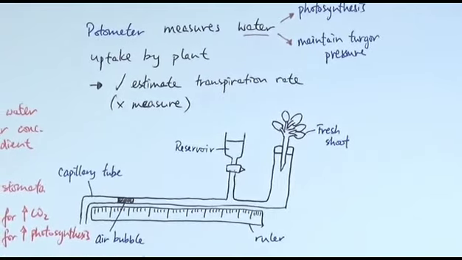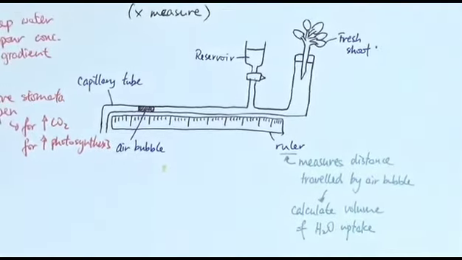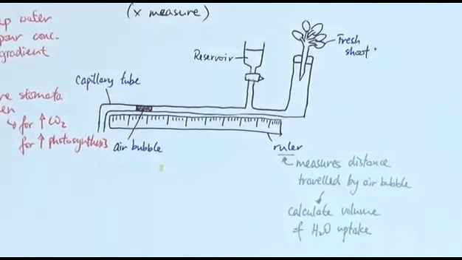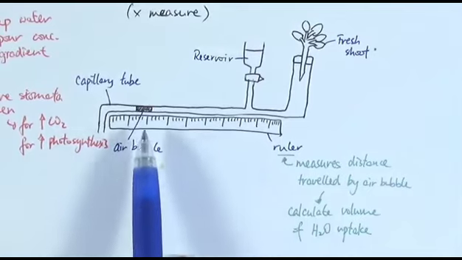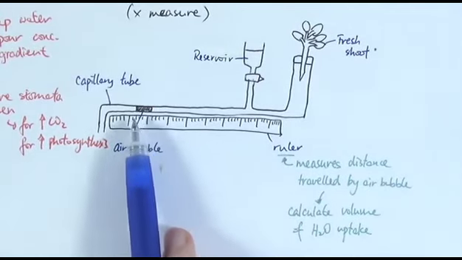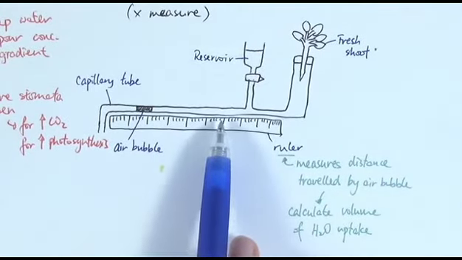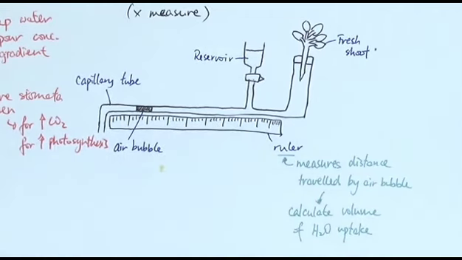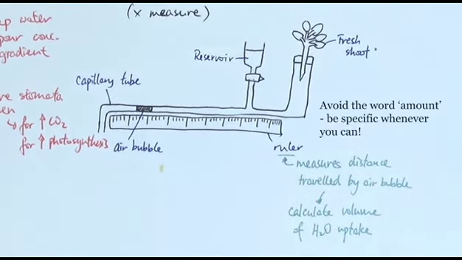Make sure you are very careful in terms of the use of words when it comes to answering exam questions. So let's have a look at this one in a little bit more detail. We are going to let the air bubble travel across, and we're going to measure how far the air bubble has traveled in terms of distance, let's say in centimeters. And we use that distance to calculate the volume of water taken up by the plant.